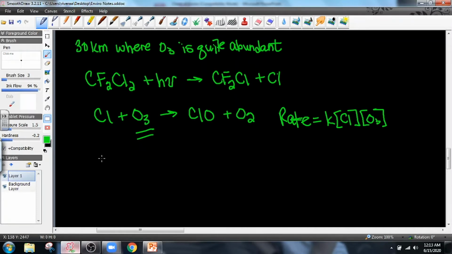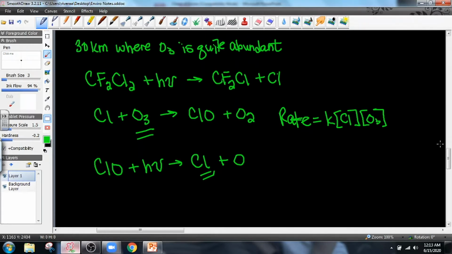And even worse, ClO, you guys, ClO itself reacts with light and breaks down into Cl and O, which means we're making even more chlorine, which is going to eat up any other O3 that there is. It's like this vicious cycle.